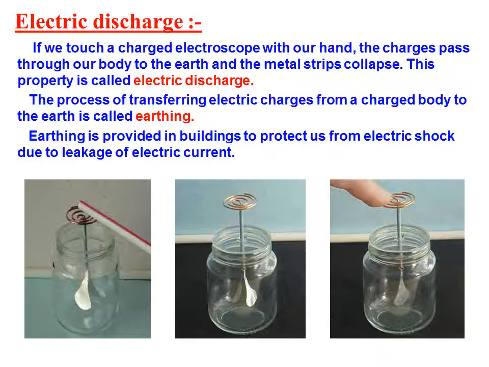If you touch an electric appliance, say for example a fan, if it is made of iron, not of plastic, then you may get a low intensity shock. Why so? Because of earthing, because our body is also charged. Our body is charged due to the flow of blood. So earthing is provided in buildings to protect us from electric shock.